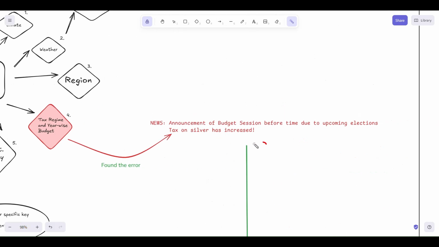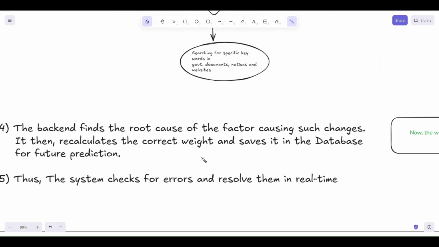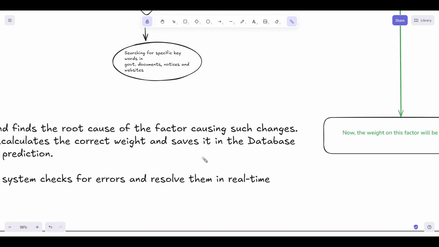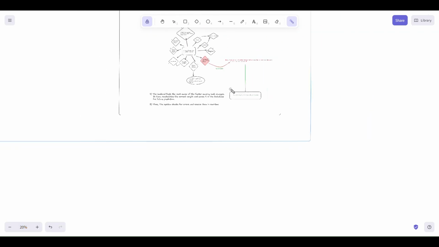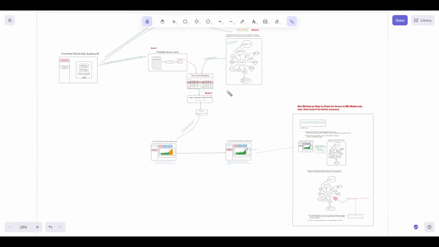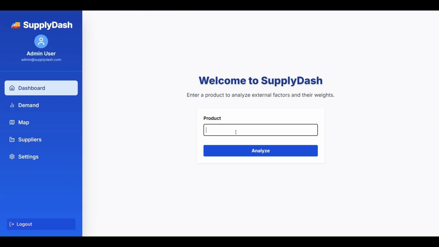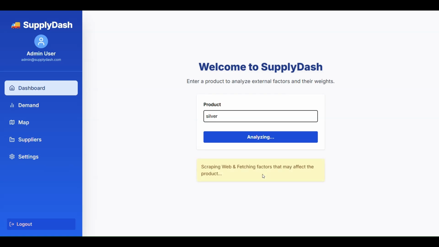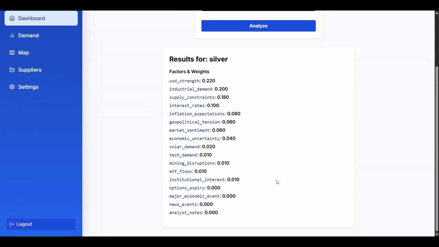Just like in this case, our factor, which is tax, was weighed incorrectly because it couldn't predict the volatile nature of the budget session, due to which the silver prices increased. It is further corrected and sent back to the database, therefore improving the model in real time and training it for future data more precisely and more accurately. So over to Mr. Naveen on how the machine learning backend actually works, and a quick demo on how our server 2 actually works.